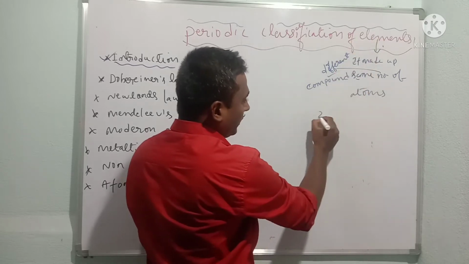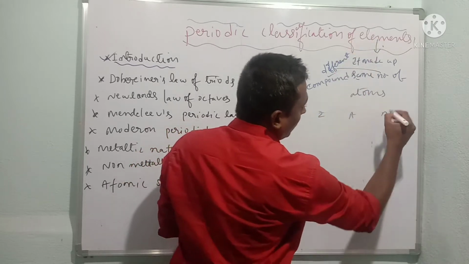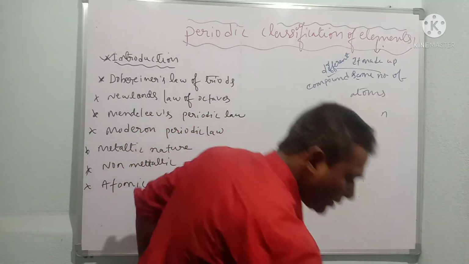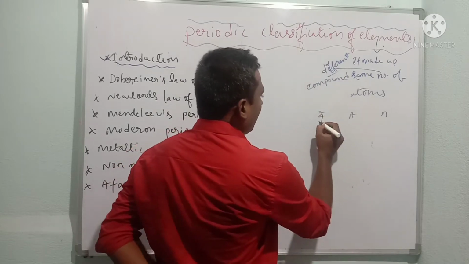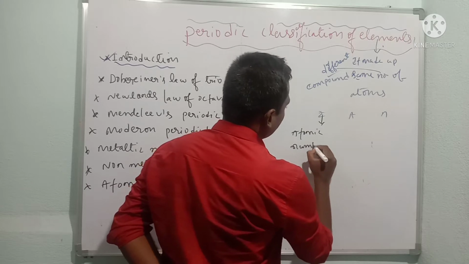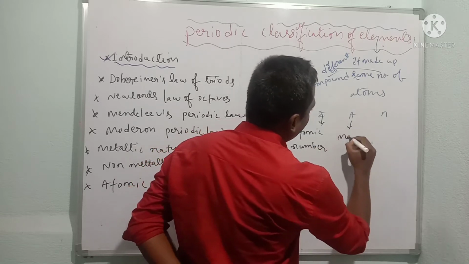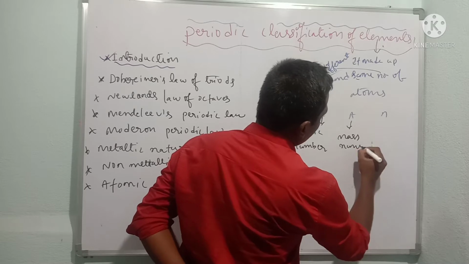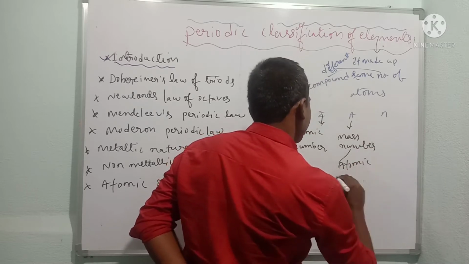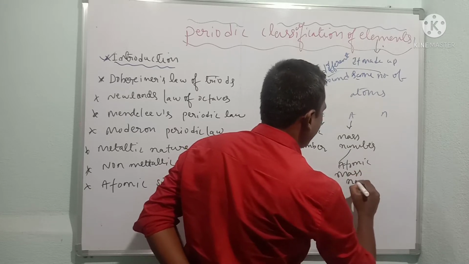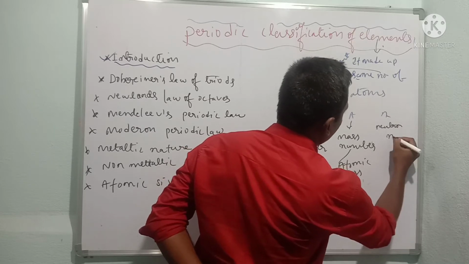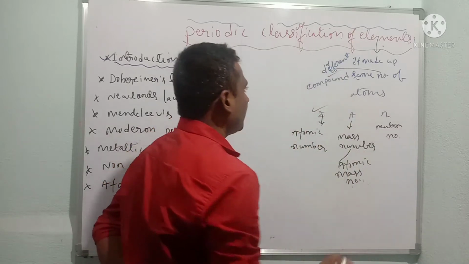And we should know what is Z, what is A, what is N. Children, this Z is called the atomic number. What is A? A is the mass number, or we can call it the atomic mass number. And N is the neutron number. Children, Z means atomic number.